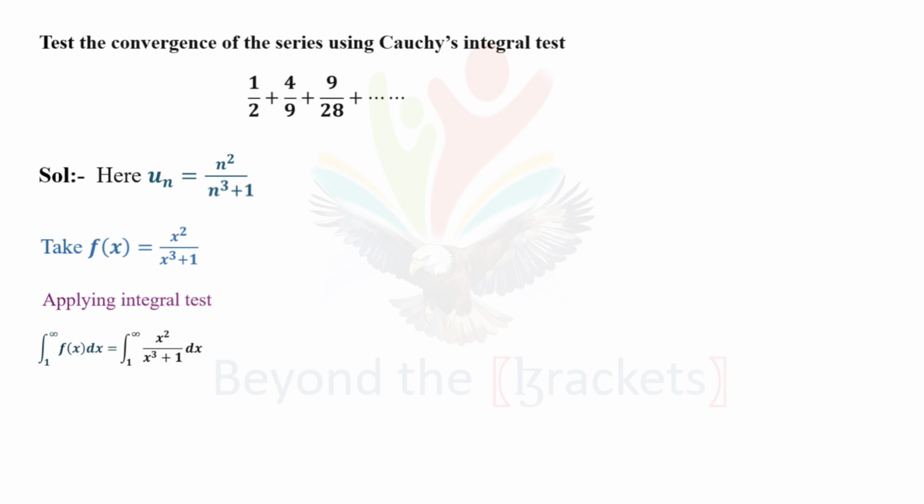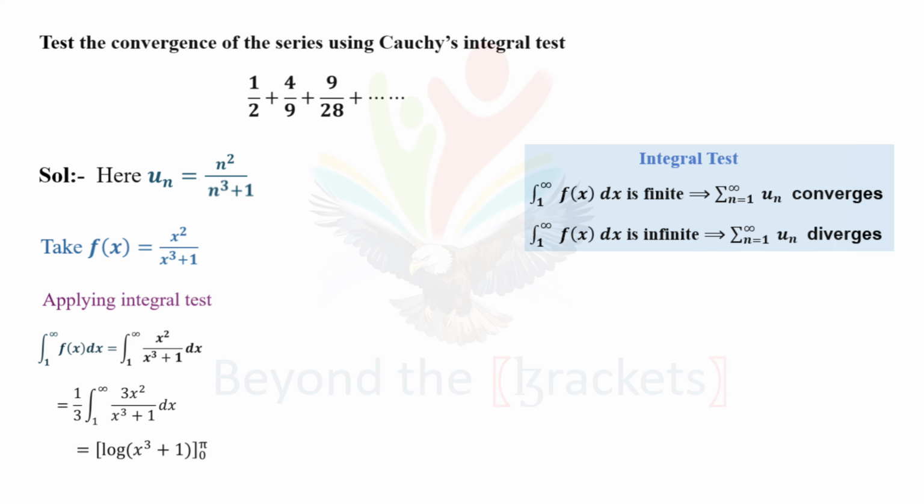We know that the derivative of x cube plus 1 will be 3x square, so multiplying and dividing by 3, it is now of the form integral of f dash of x by f of x, and the value will be log of f of x, so we get log of x cube plus 1. Applying the limits to this, the answer is infinite, so the given series is divergent.